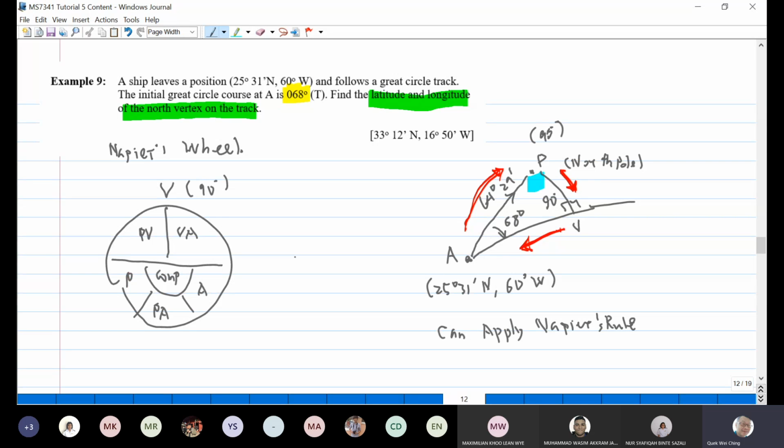Okay, so we have a Napier's view there, and let's see what information we can fill in. I know what PA is. PA is 64 degrees 29 minutes. I know angle A, 68 degrees.